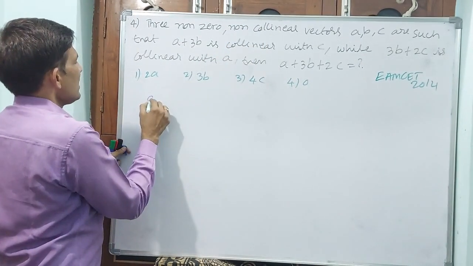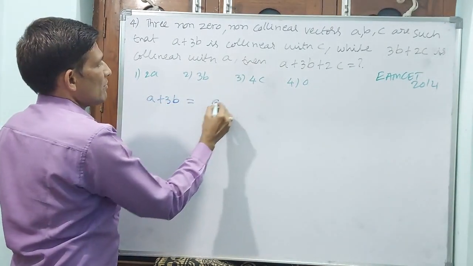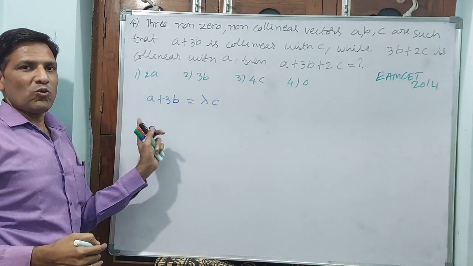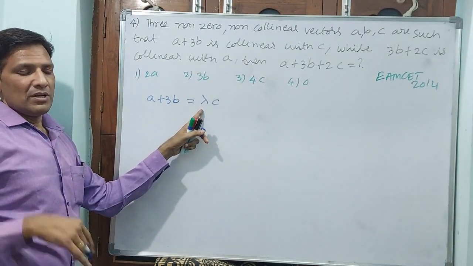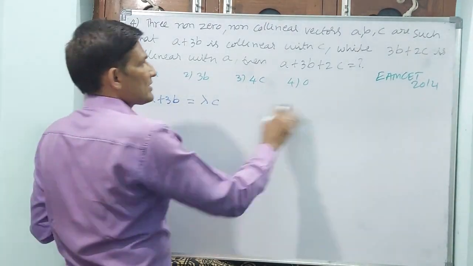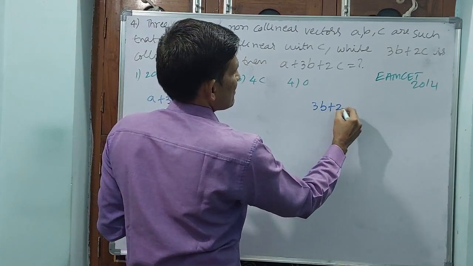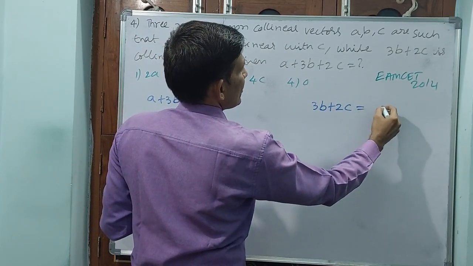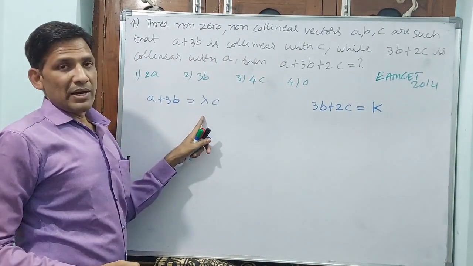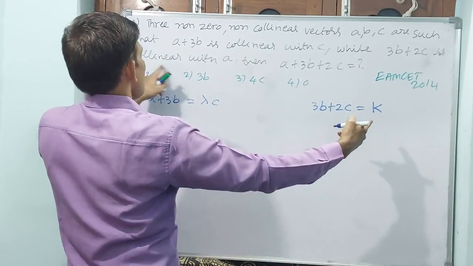A plus 3B is collinear with C. Any two collinear vectors means with some constant you have to multiply, so A plus 3B is equal to delta C. On this side also, 3B plus 2C is collinear with A. Here we will take another constant, don't take lambda because values we don't know, K times A.